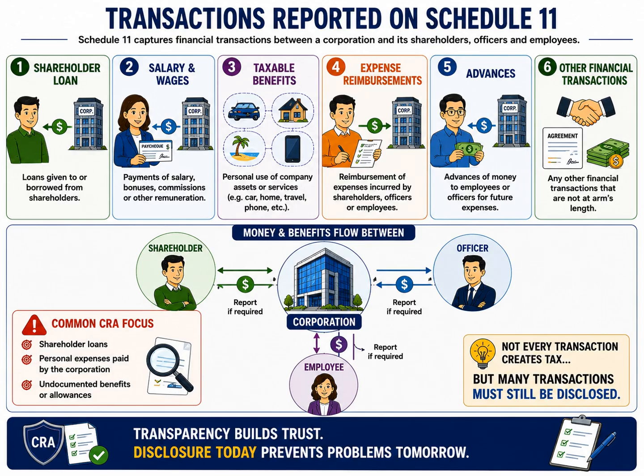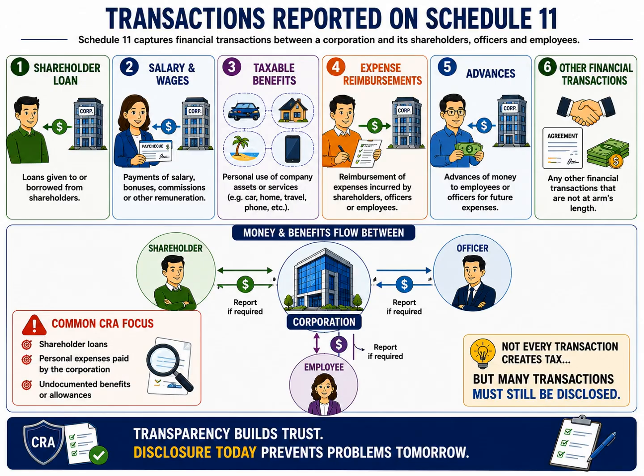Another common category is salaries and wages. These include regular payroll, bonuses, commissions, and other forms of compensation paid to officers and employees. While these payments are often reported elsewhere, they may still be relevant when reviewing transactions between the corporation and its key individuals. Schedule 11 also includes taxable benefits. Examples include the personal use of a company vehicle, employer-provided housing, certain travel benefits, or other personal benefits paid for by the corporation. These benefits may have personal tax consequences and therefore require proper reporting.